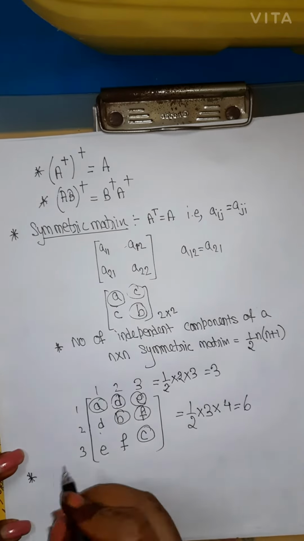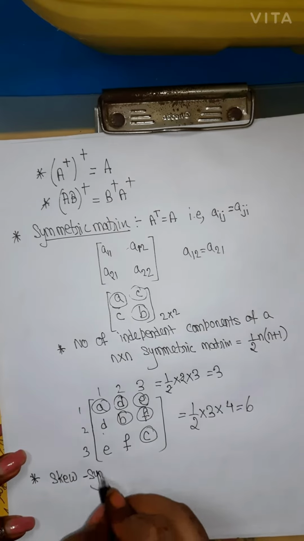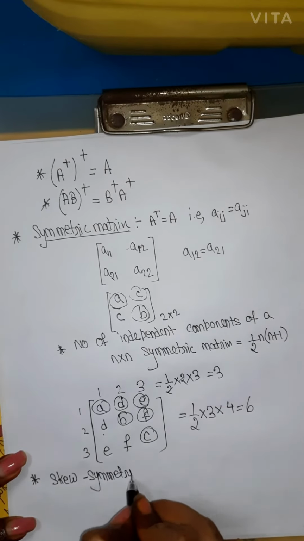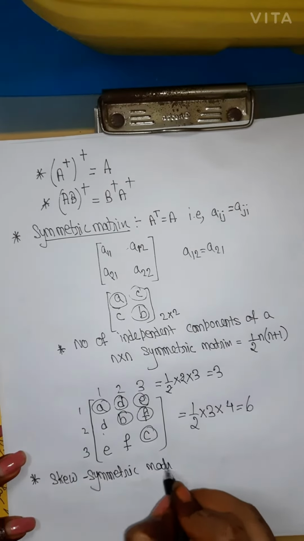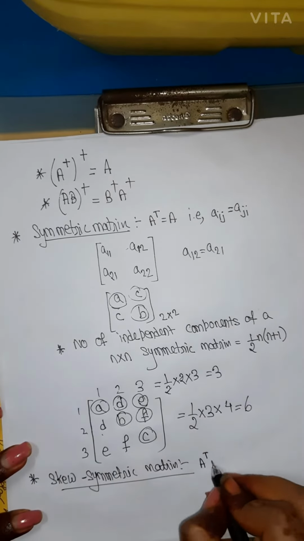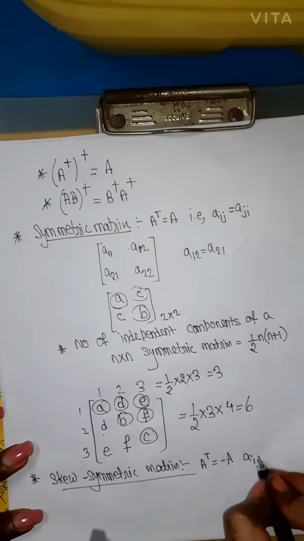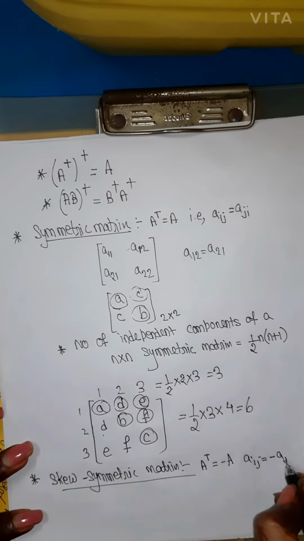Now we will see the skew symmetric matrix, that is, we can say it is an anti-symmetric matrix. Here A transpose will be equal to minus A, that is, Aij is equal to minus Aji.